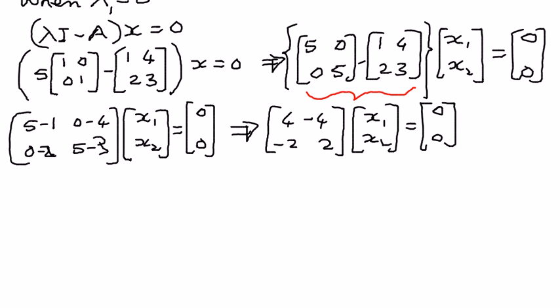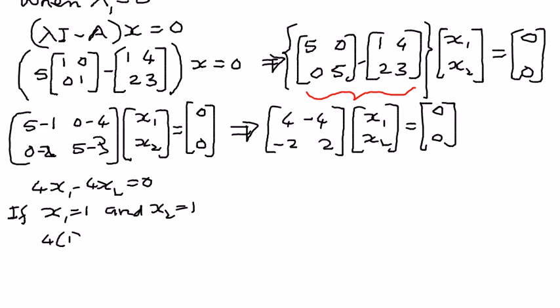Now when we look at this first equation, it is pretty much like an augmented matrix, and we can write it as 4x1 minus 4x2 is equal to 0. Now if I give some values for x1 and x2 and see when that condition goes to 0, it is as follows: if x1 equals 1 and x2 equals 1, then that condition will be satisfied. Look at this: 4 times 1 minus 4 times 1 is equal to 0.